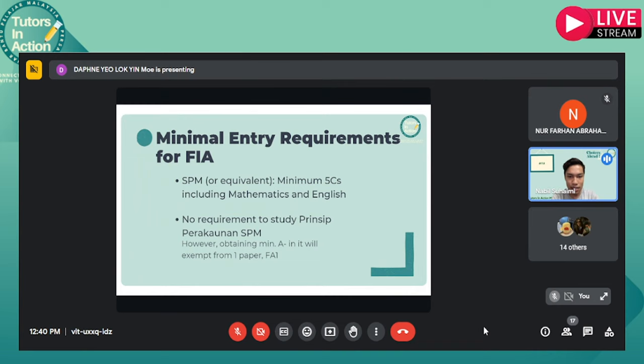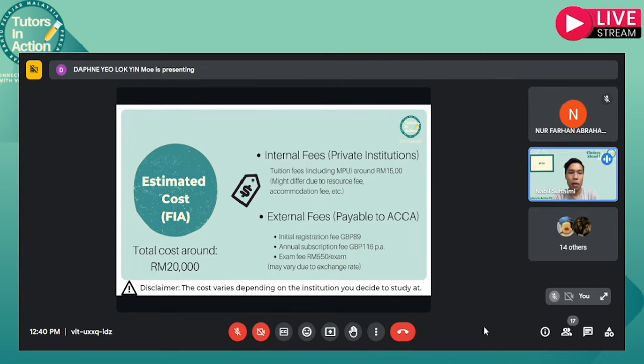Okay. This is an estimated cost of doing FIA. Bear in mind that this is a cost of studying in a private institution. And if you study in a private institution or any institution in general, ACCA often categorizes their learning institutions into 3 categories. It's like a recognition criteria for the learning institution. There is a silver, gold, and platinum category. Platinum, for example, if that institution is a platinum learning provider recognized by ACCA, that learning provider in general provides quality education.